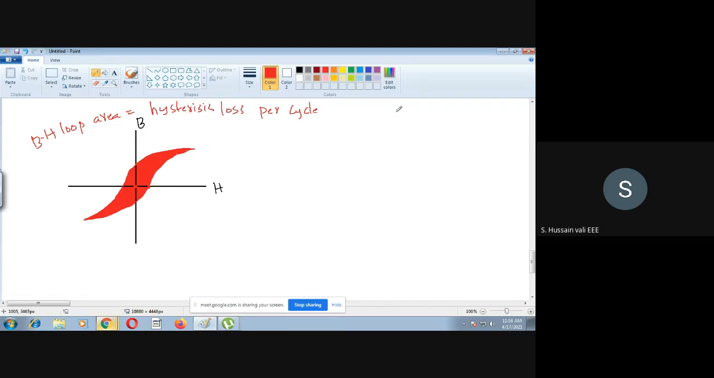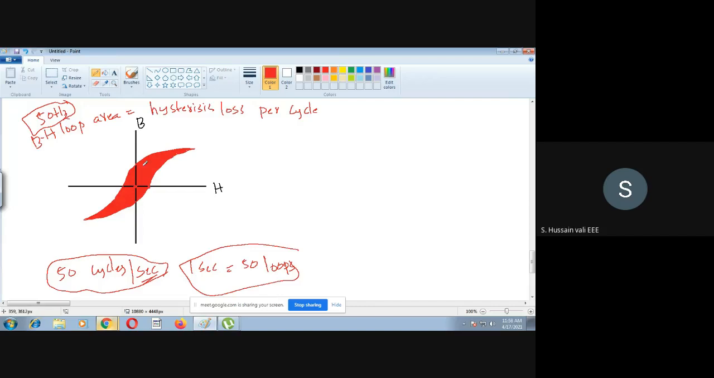For example, if the transformer is operating at 50 hertz, what is meant by 50 hertz? 50 hertz means 50 cycles per second. That's the meaning. So in 1 second, how many cycles will you find? 50 cycles. Every cycle has one loop. So in 1 second, you will have 50 loops.